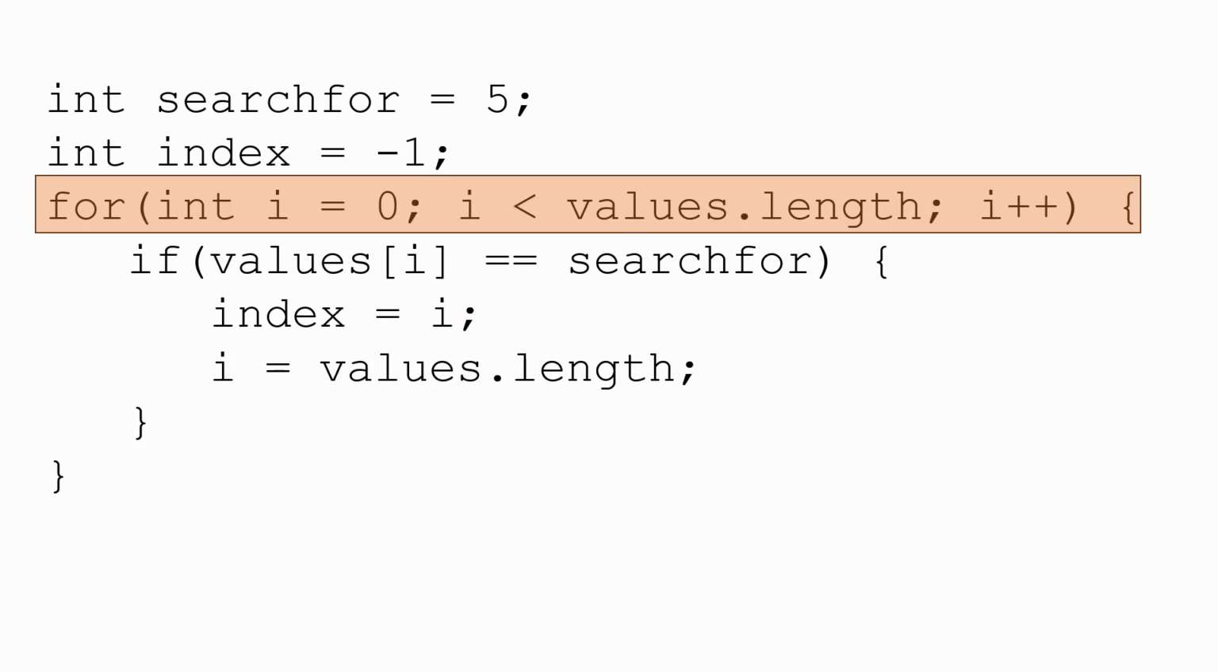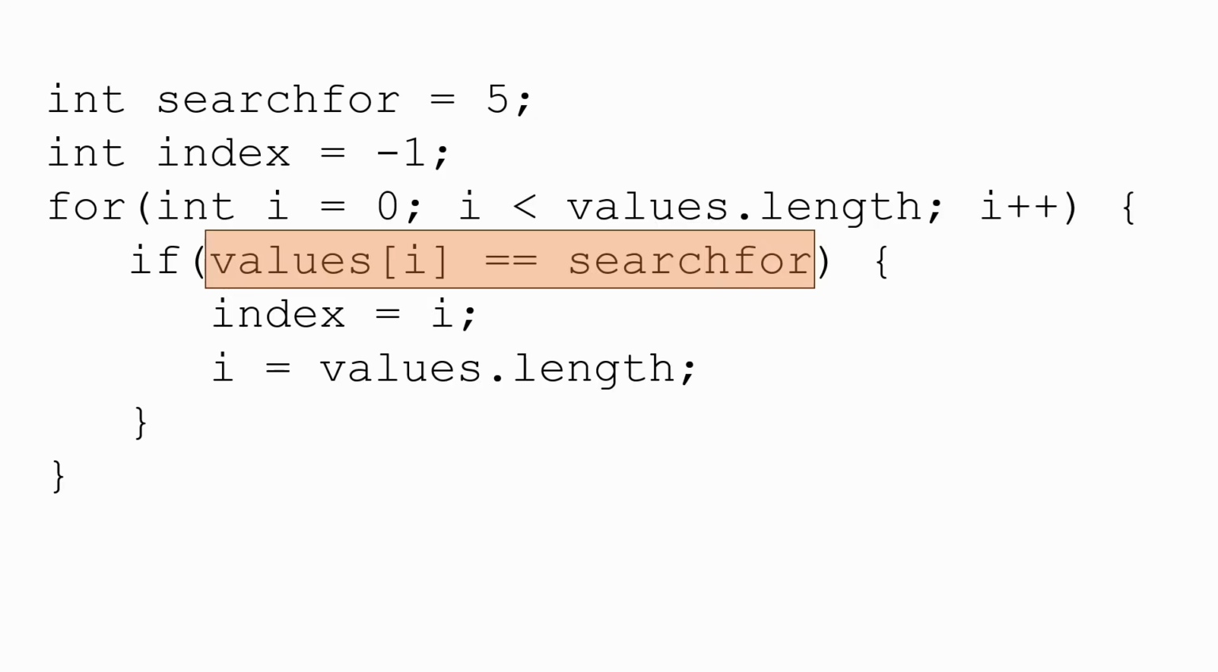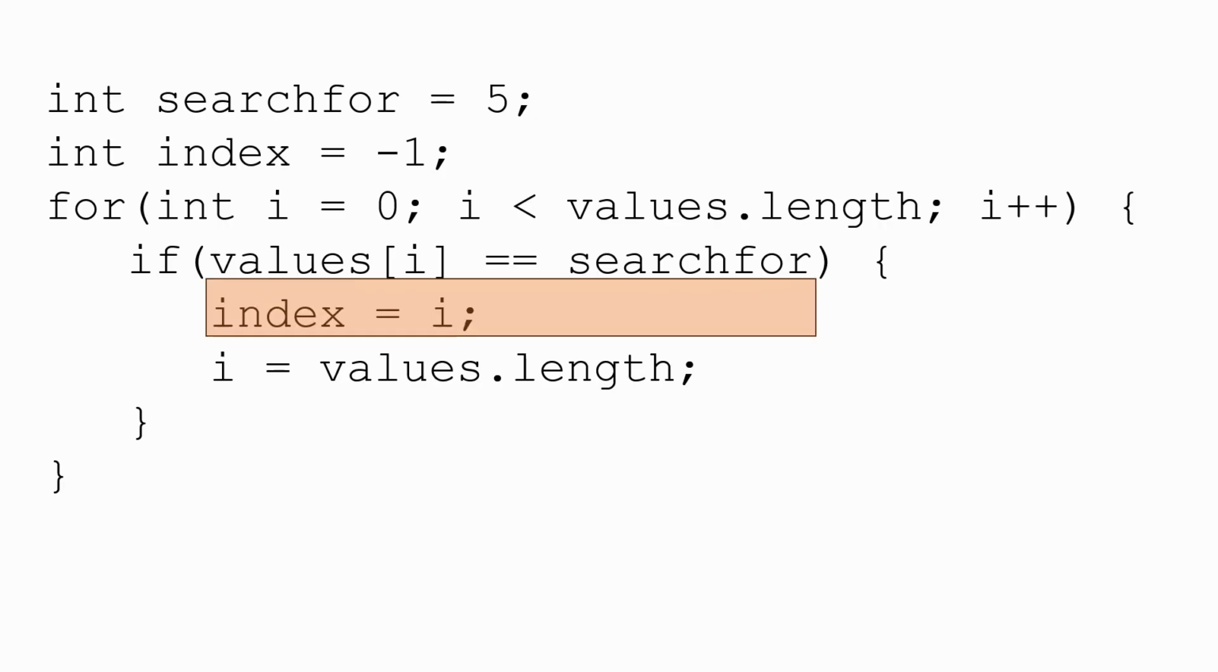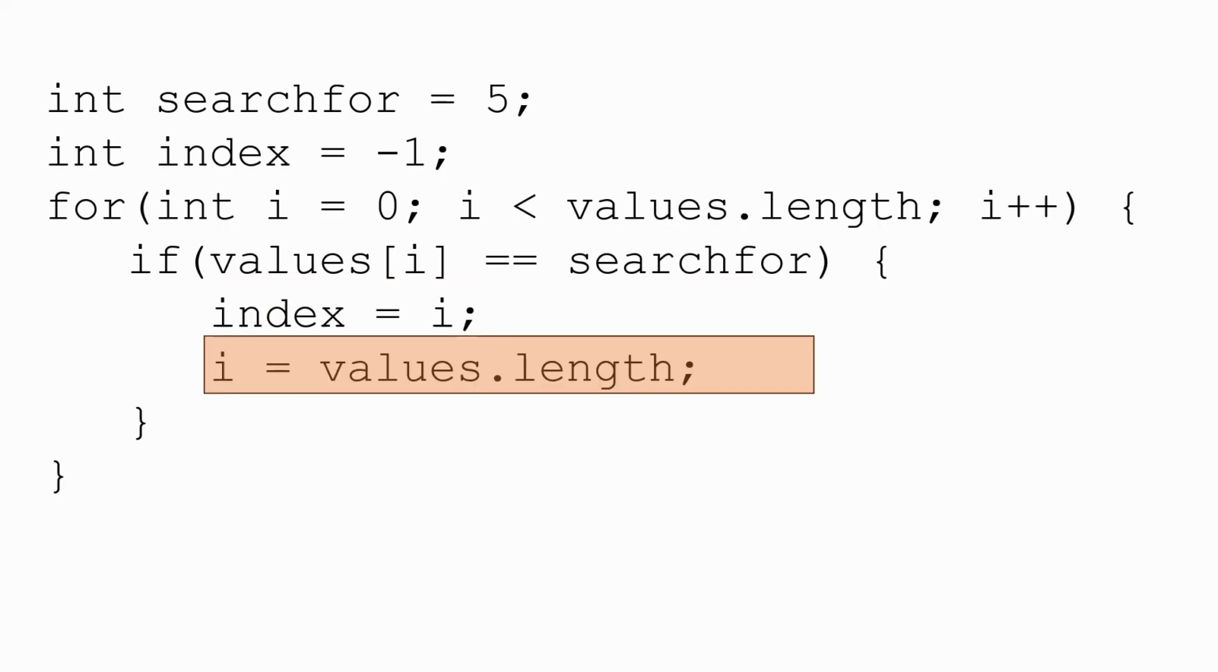So it starts at 0 and goes to the end of the list. We're going to check to see if each value is the value we're searching for. If we find the value, then we're going to update index to be that index value, i, and we're going to set i to the length because we no longer need to keep searching for the value in the list.